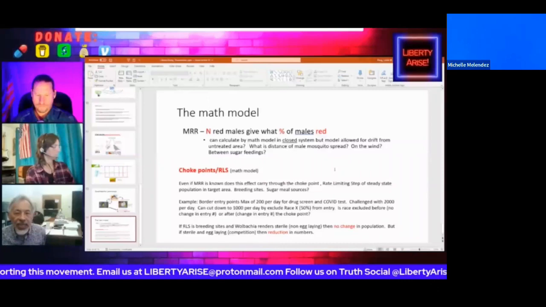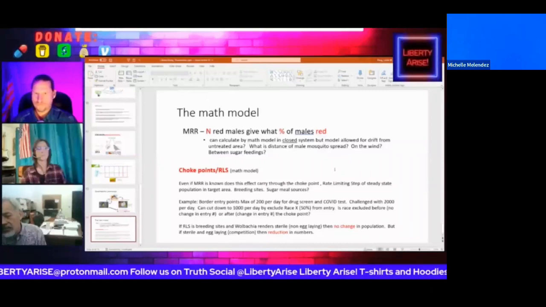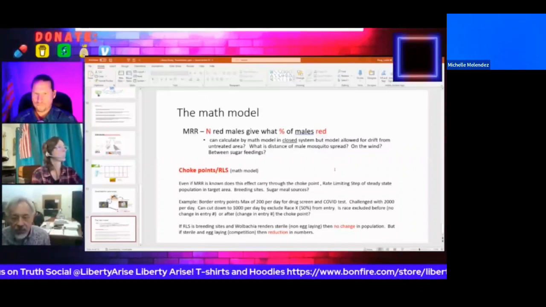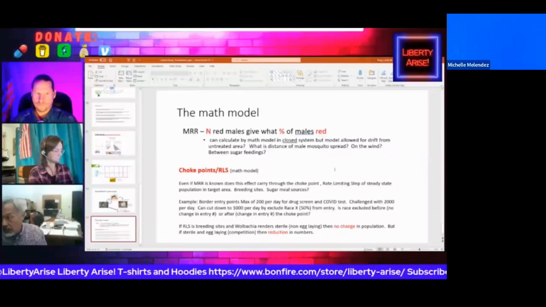You introduce n number of red males into the area. What percent of the males are red after, I don't know, a month or something? I mean, how much do we have to introduce? Already, it's kind of appalling. You're going to do millions a week? How much is too much? I have no idea. How much is enough? I don't know.